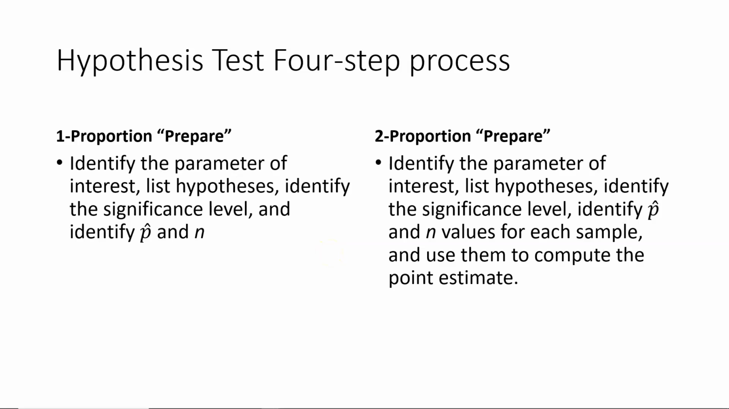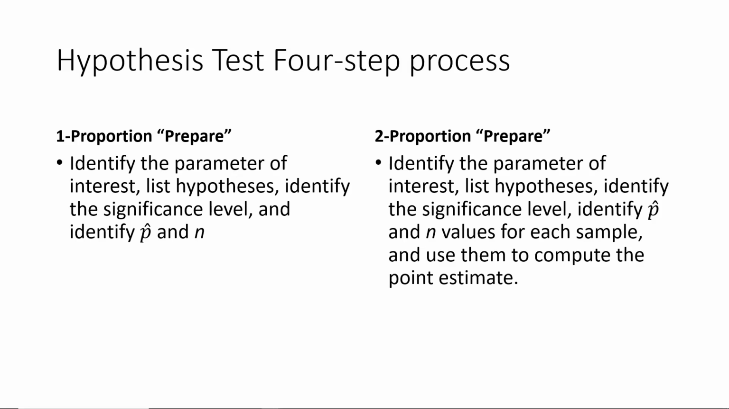So looking at the prepare step for both the one and two proportion hypothesis tests, we see that they are very similar. For example, they both have the identification of the parameter of interest, they both have you list hypotheses, they both have you identify the significance level.